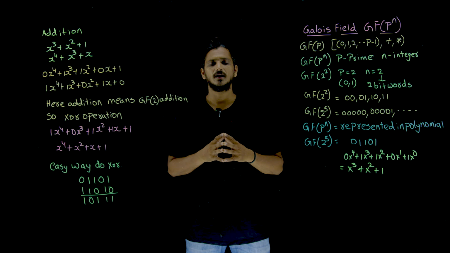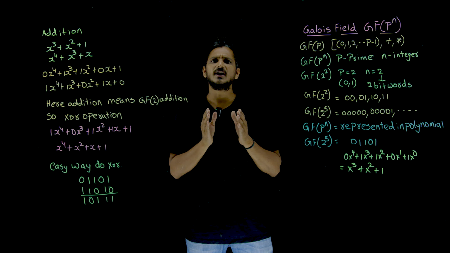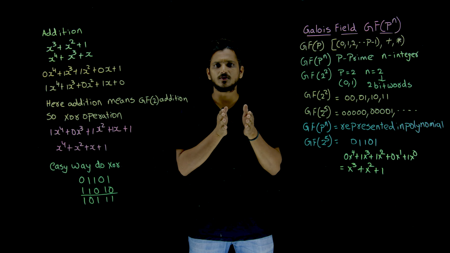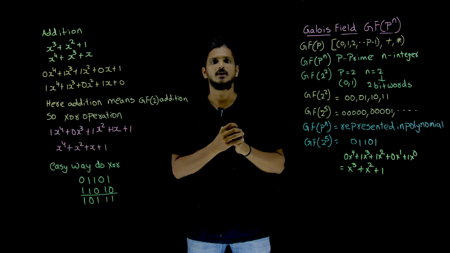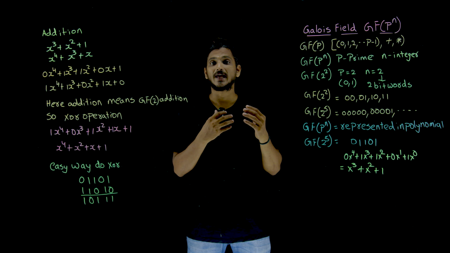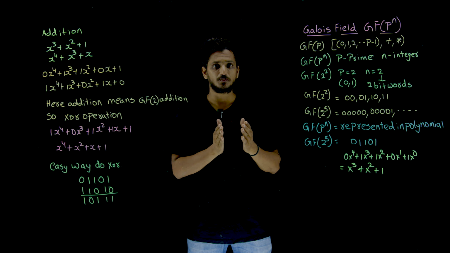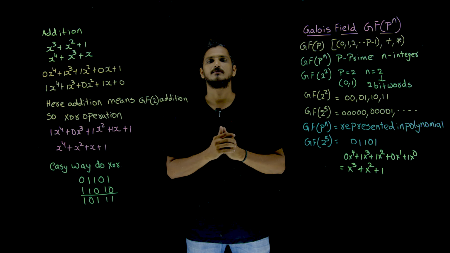Coming to today's class, what is a field? A field contains a set of elements. On this set of elements, we apply two binary operations. If these two binary operations satisfy the properties of a group, then we say it is a field.